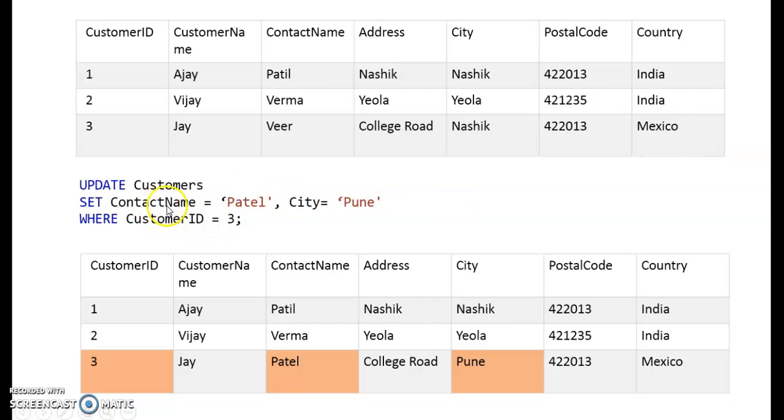See here, contact name equal to Patel. First it was Veer. Now after the execution it has been changed to Patel. Now first the city was Nasik, but after update operation it has been changed to Pune. So the highlighted one. So for the third record we have made the changes for the two columns, that is contact name and city. So in this way you can perform the update operation on specific records.